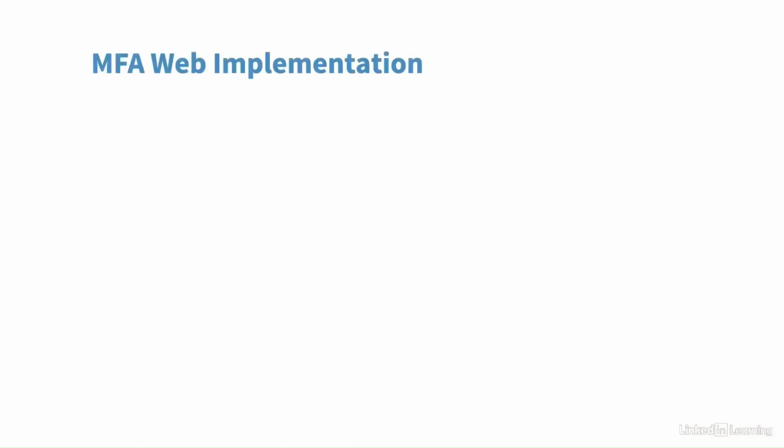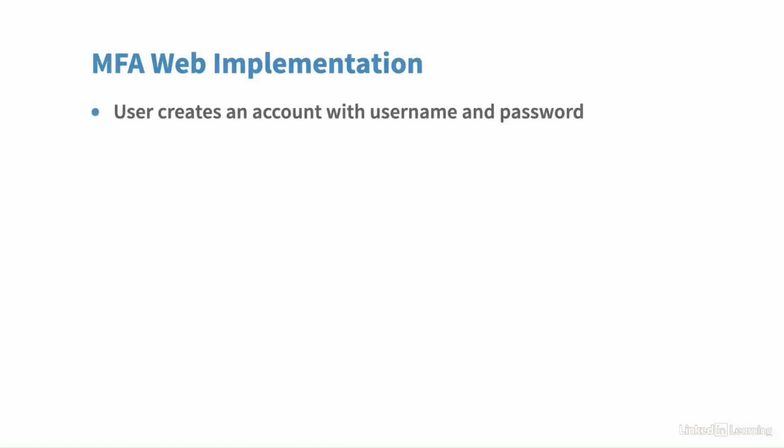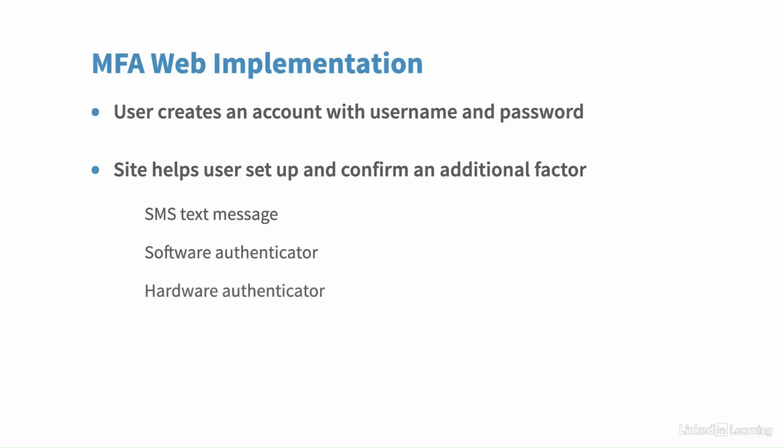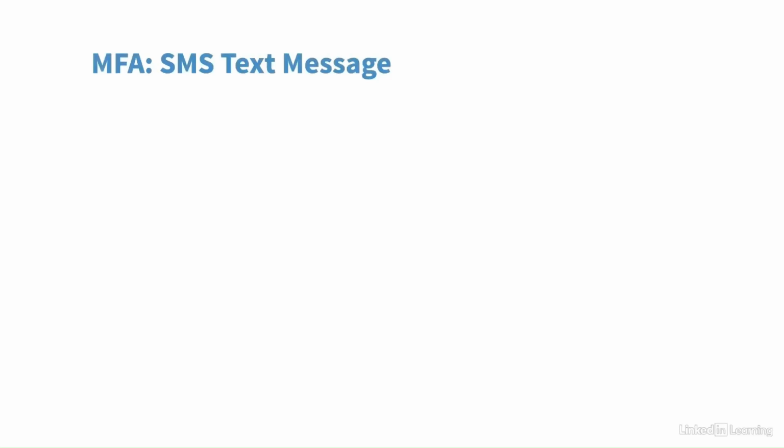Typically, multi-factor authentication on the web begins by having a user create an account with a username and password. Now we have one factor, something the user knows. Next, the website would help the user to set up an additional factor. Most often, the second factor will be something the user possesses. The three most common techniques are to send an SMS text message, to use a software authenticator, or a hardware authenticator.